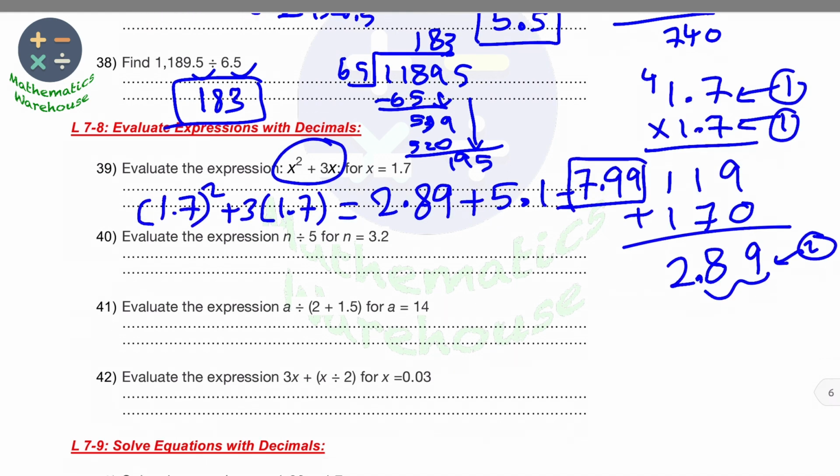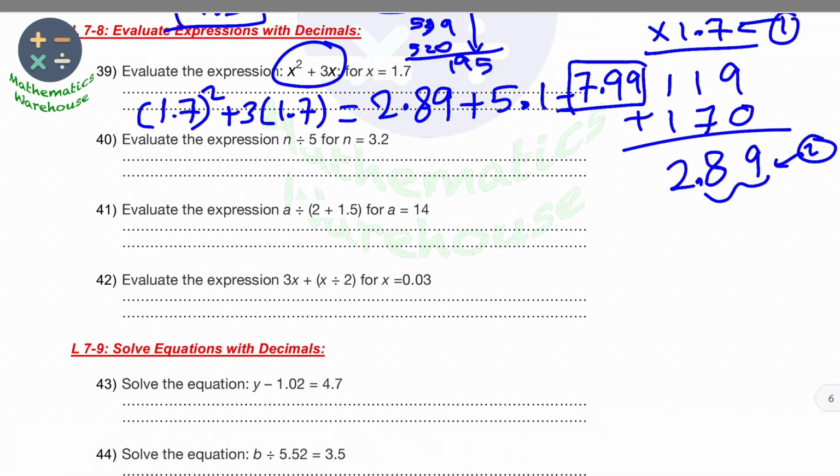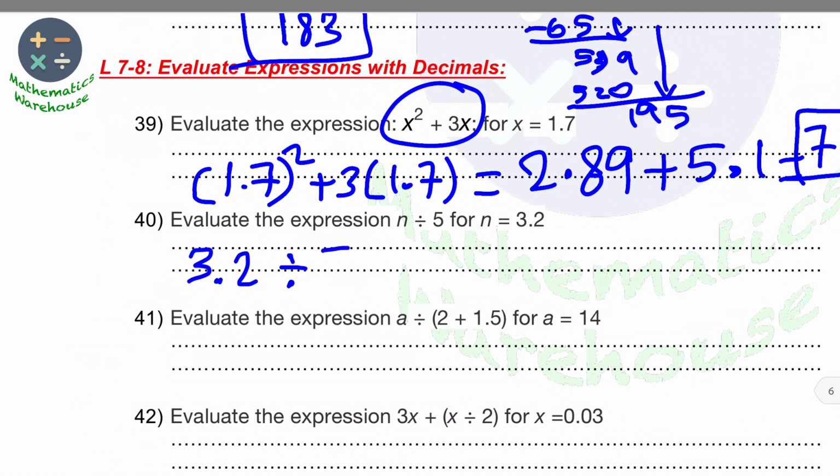Next question. Evaluate the expression n divided by 5 for n equals 3.2. So substitute, like in the last example, the value of n: 3.2 divided by 5. Now we can divide this. 3 divided by 5 cannot be done, put 0 and the point down. Now 32 divided by 5 equals 6. Now 6 times 5 equals 30. So put 0 and 0 down. Now it's 20 divided by 5 equals 4. So the answer is 0.64.